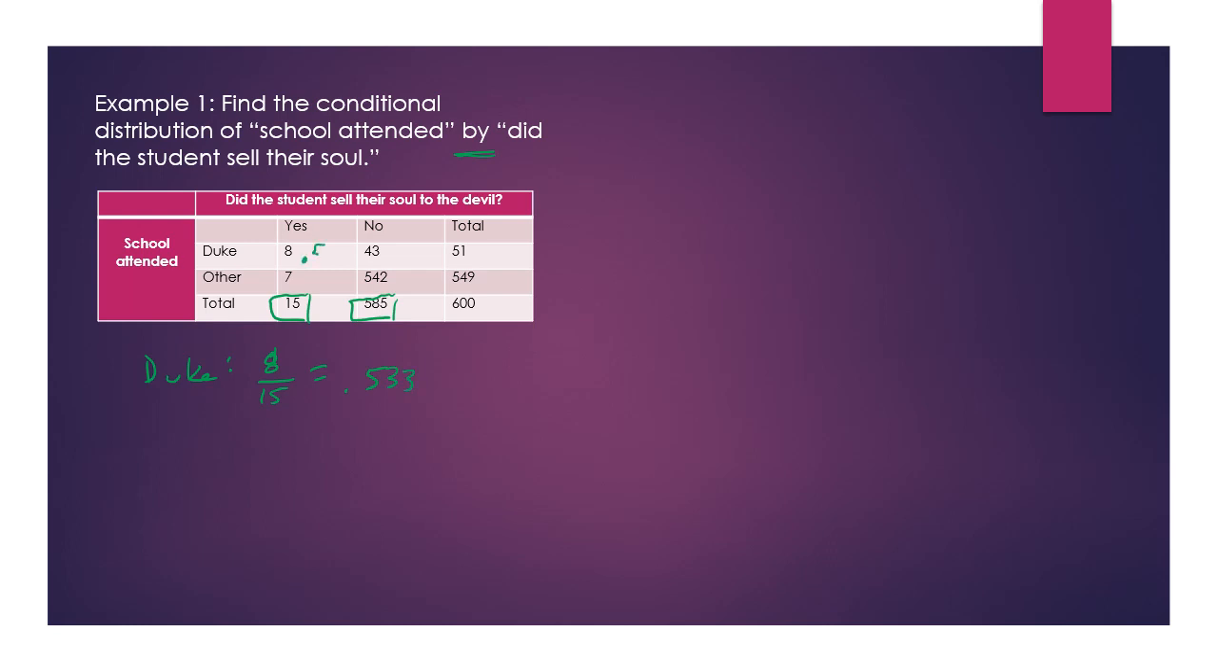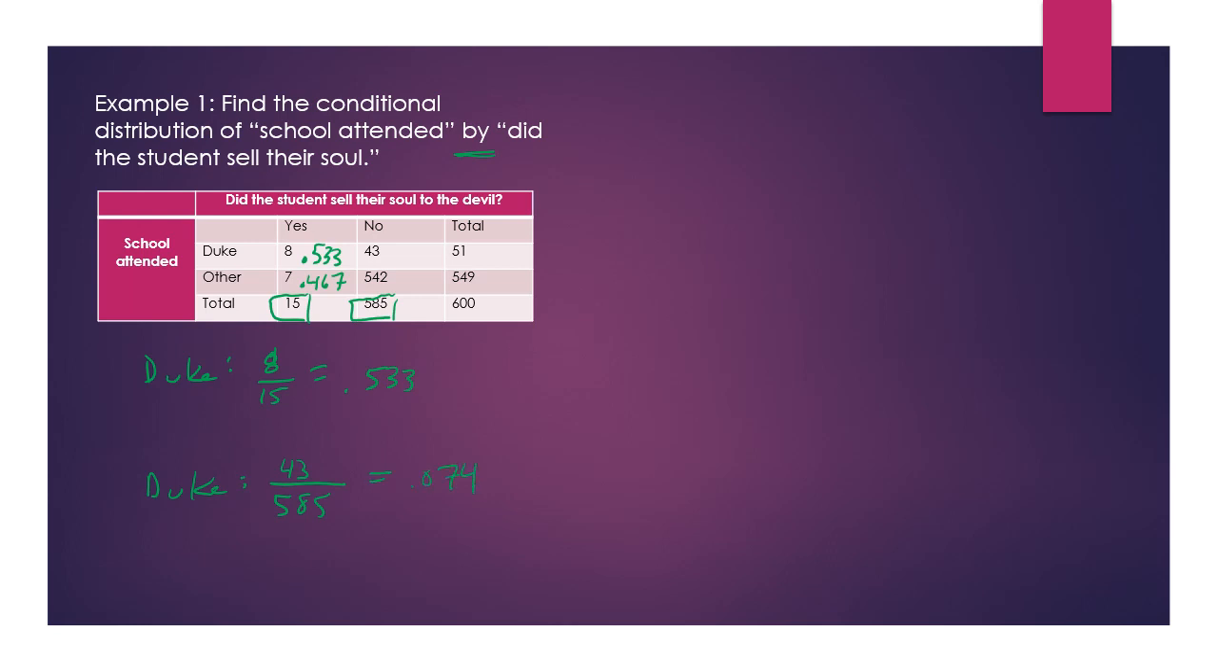So I'm going to go ahead and put that here. And it's pretty easy to see that if 53.33% of all those who said, yes, I sold my soul to the devil, went to Duke, then 46.7% of those who said yes attended other schools. So now let's move on to the no category, where we have 585 total people, of which 43 went to Duke. So if I know the person said no, they did not sell their soul, and I want to figure out the probability they went to Duke, I would do 43 out of 585, or 7.4% roughly.